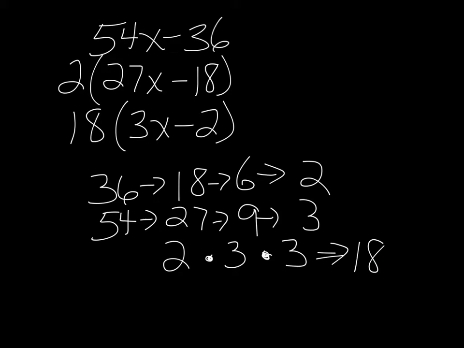So I can immediately just write 18 left paren, and with my 54, I had 3 left. 18 goes into 54 3 times, which I have my 3x here, and 18 goes into 36 2 times, minus 2. Okay? And then we would write Q.E.D. Remember what that means? Quite elegantly done. So let's go ahead and do another problem here for you.